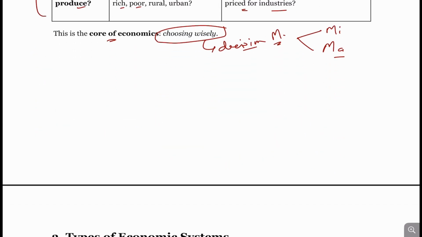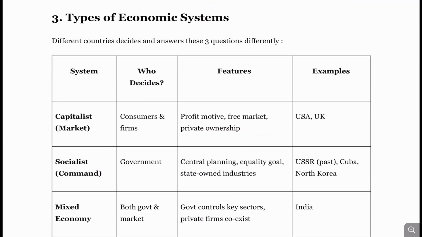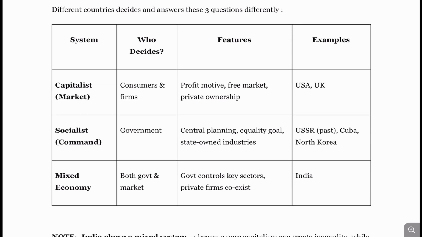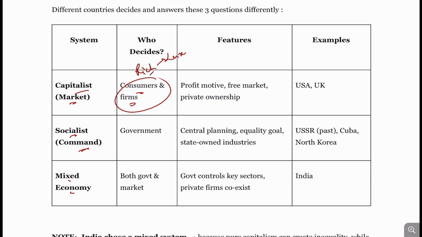Right? Now, moving to the next topic, types of economic system. What are the different types of economic systems? There are basically three types: capitalist, that is market oriented; socialist, that is command, the state led model; and mixed economy. In capitalist, consumers and firms decide what to produce. So if consumers are rich, then they want luxurious products, right? So companies will be more inclined to produce luxurious products because the consumers are demanding that only.